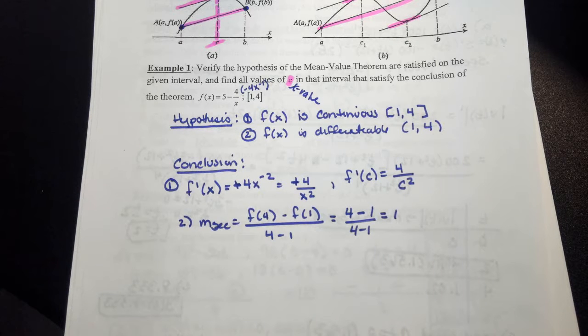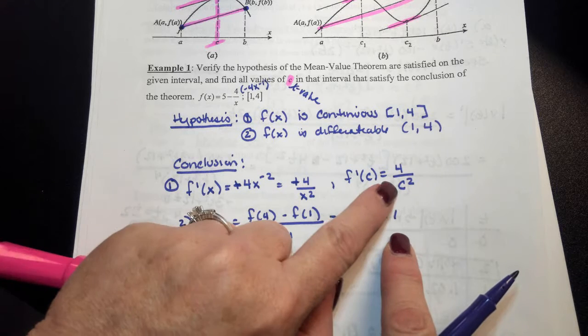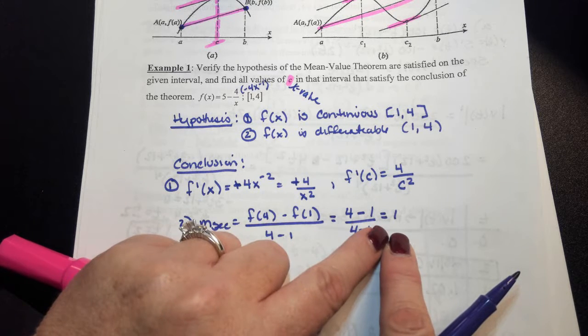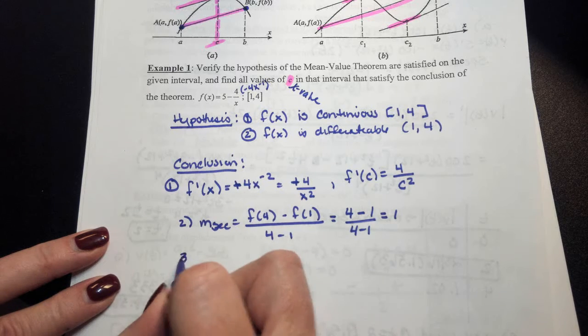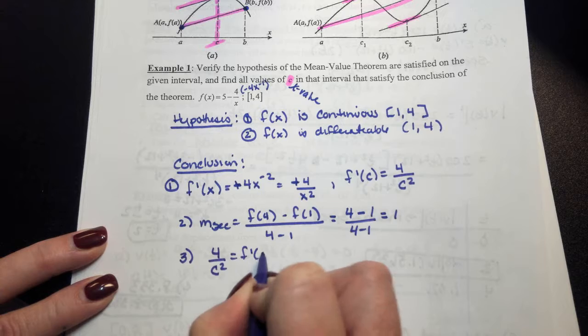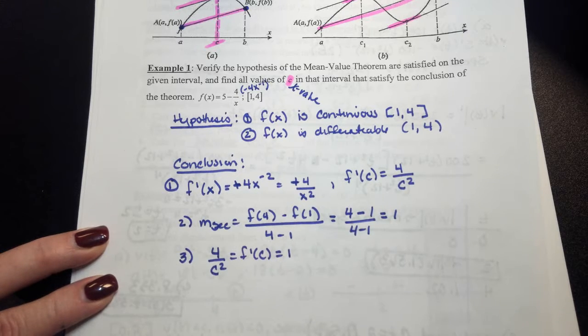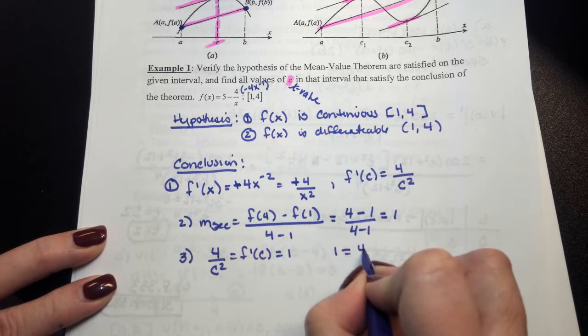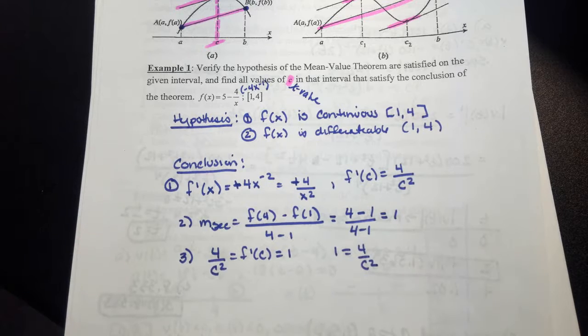So I want to know at what particular x values, or what particular c values, will I end up with a slope of 1. Now that I know my derivative, and I know the slope of this secant line is 1, all I'm going to do is take my 4 over c squared, which is my f prime of c, and set it equal to 1. So 1 is equal to 4 over c squared.